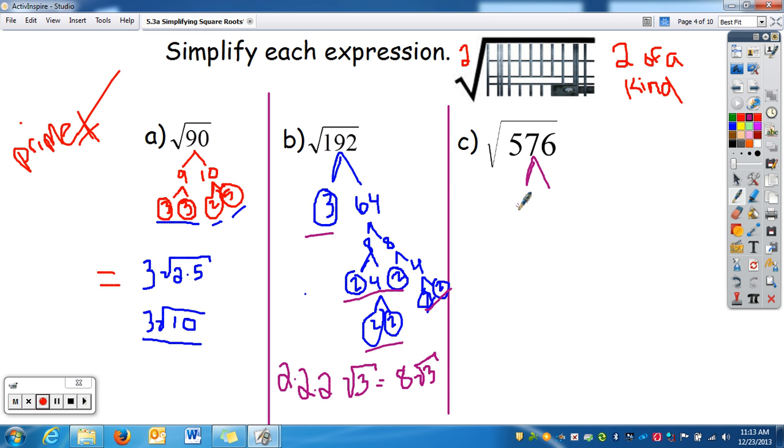So breaking this down, I can start very simple. I know it's even because it ends in 6. So that is 2, 288. I know 9 actually divides into this. Oh, I gotta circle 2. That is 3 and 32. Those are both composite numbers, so we have 3 and 3. And this is 8 and 4. 4 and 2. 2 and 2.